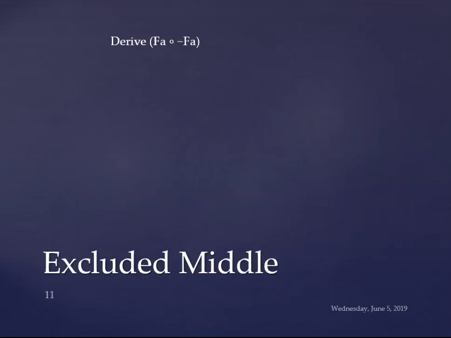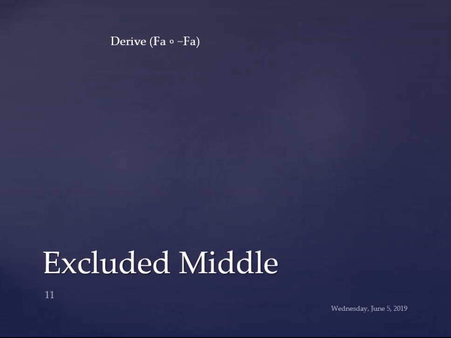Now, where this gets a little tricky is it's not immediately obvious how you would work backwards from your target with something like this. This is called the law of excluded middle. This is a logical truth. So whenever you see something of the form P or not P, in this case we have FA or not FA, that's the excluded middle. That's a logical truth, okay?